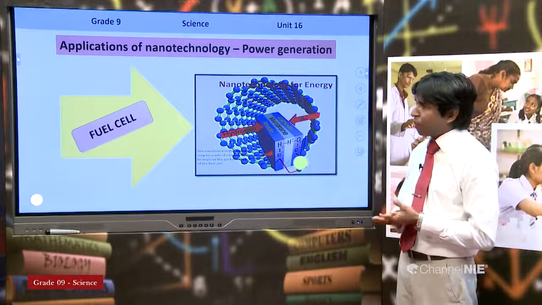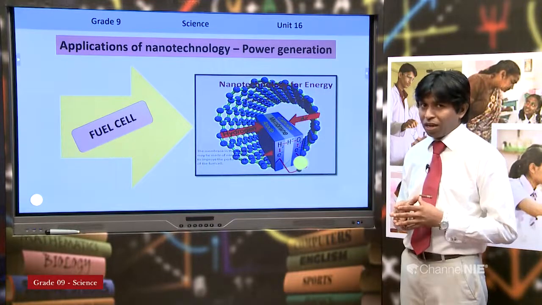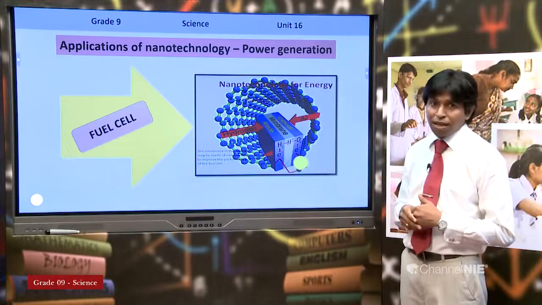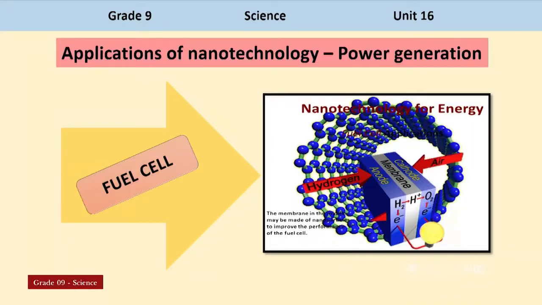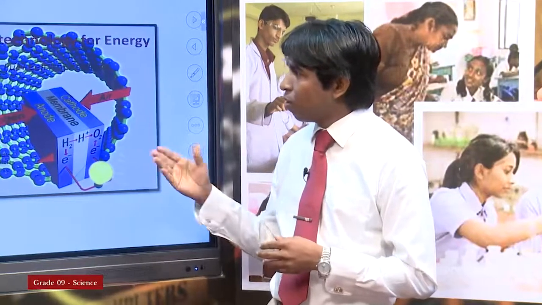Next application, fuel cell. Currently we use electric vehicles and hybrid vehicles, but next generation vehicles run on fuel cells. What is the fuel for these fuel cells? Hydrogen gas and oxygen. The fuel cell generates electricity using hydrogen and oxygen. This membrane is a nanoscale material. Therefore, in the fuel cell, electricity is produced using hydrogen and oxygen, and nanotechnology is used to generate electricity.